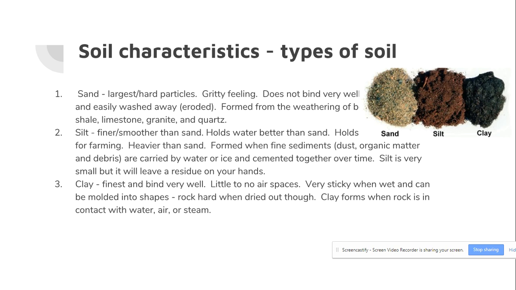Silt, it's finer and smoother than sand. It holds water better than sand. It's better for farming. It's heavier than sand, though. And it's formed when fine sediments like dust, organic matter, and debris are carried by water or ice and then cemented or pushed together over time. It's small, but when you touch it, it leaves a residue on your hands.